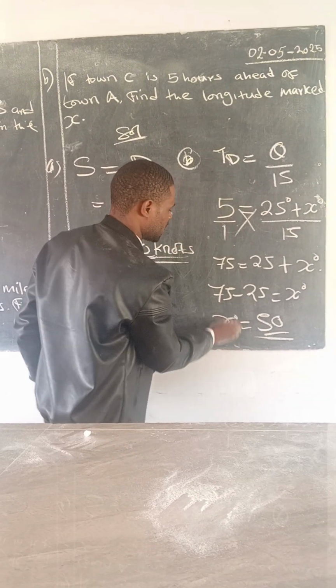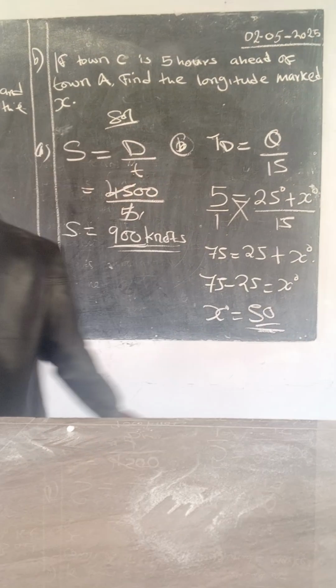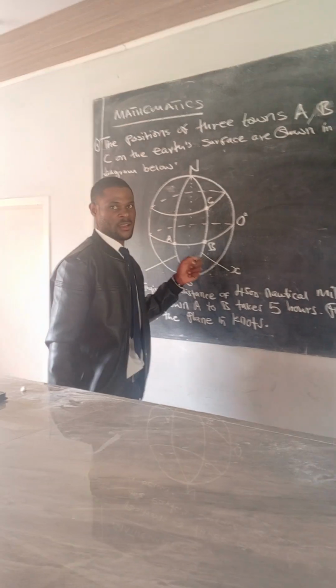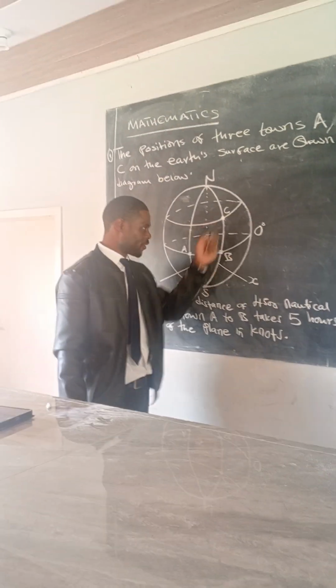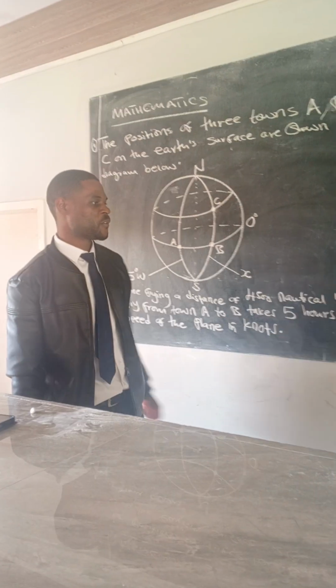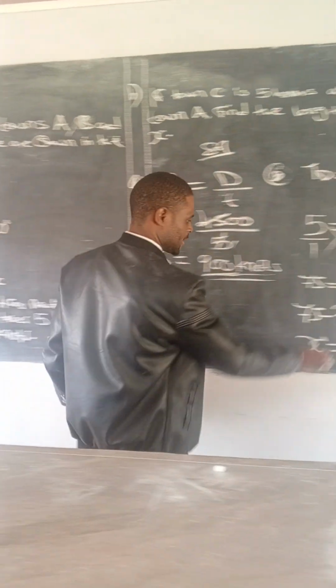That is the longitude marked x, this x there. So the longitude of this line was at 50 degrees.